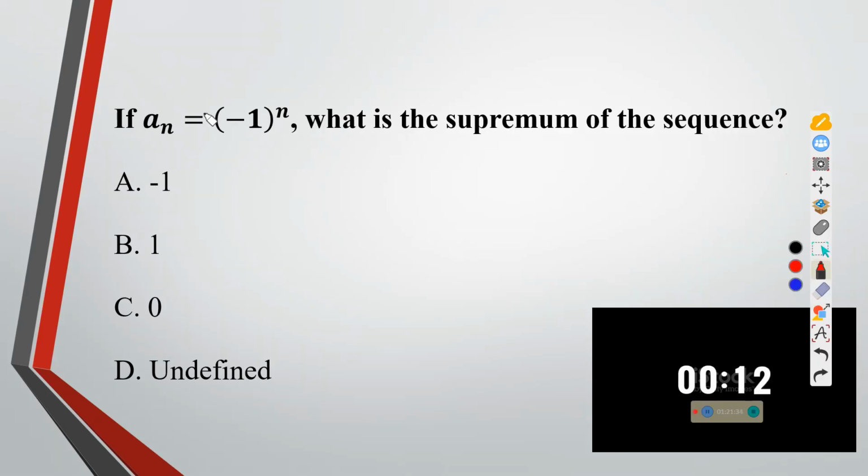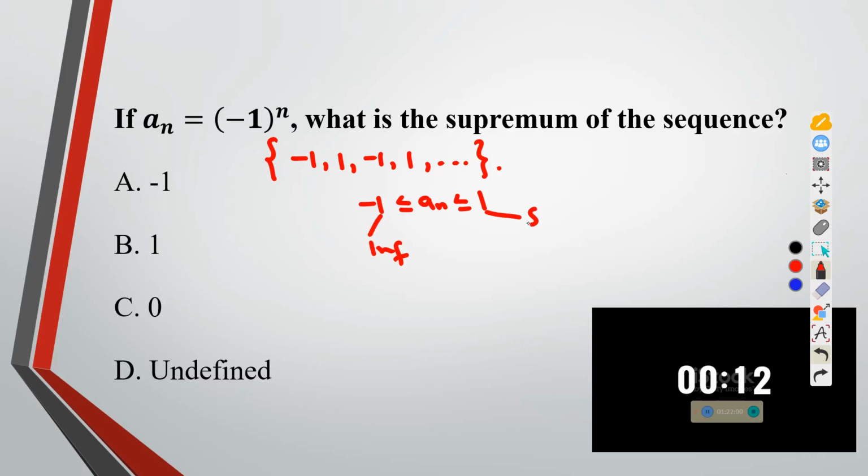Okay, if a_n is equal to that, we have seen this is a sequence of this nature, and so on. What is the supremum of this sequence? When you look at this sequence, we can easily see that it lies between -1 and +1. So -1 is the infimum, and +1 is the supremum of the given sequence. -1 is actually the infimum, and we are talking about the supremum, which is +1.